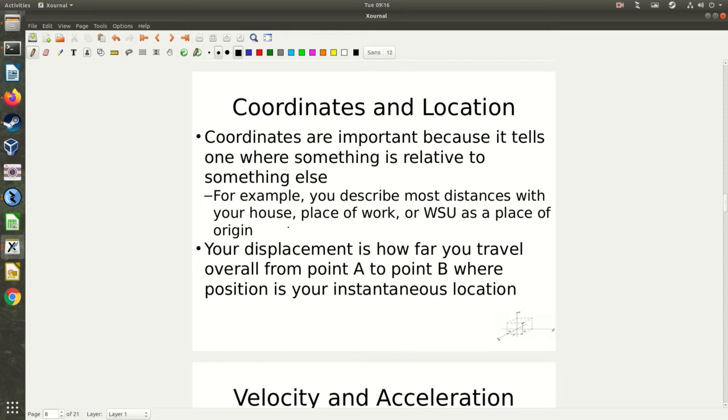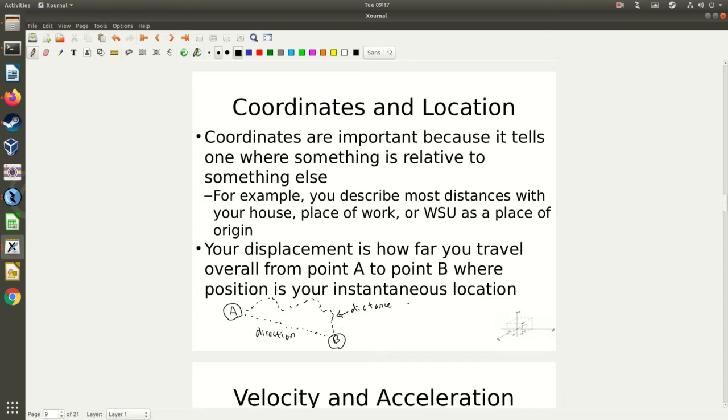Your displacement is how far you travel overall from point A to point B. So let's just say I take point A and point B. Your displacement would be this. Displacement is two things: it has magnitude and direction. So displacement would be from point A to point B, but it has to have direction. Your distance, on the other hand, does not have to have direction, and it can take into account a variety of different ways of getting there. That is the difference, and that would be your distance that you traveled.